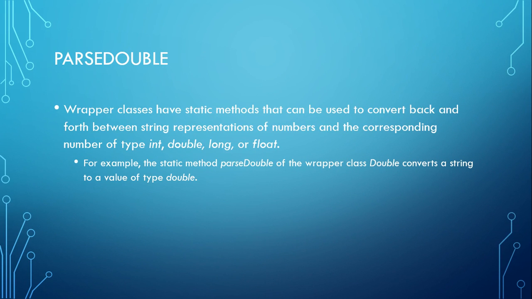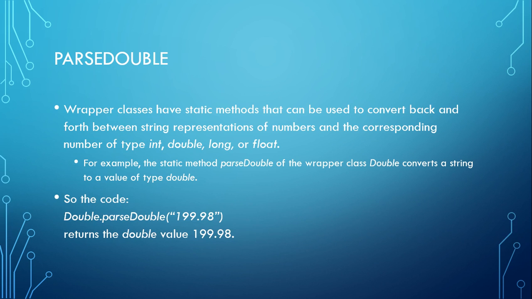Alright, parseDouble. Wrapper classes also have static methods that can be used to convert back and forth between string representations of numbers and the corresponding number of type int, double, long, or float. For example, the static method parseDouble of the wrapper class Double converts a string to a value of type double. So the code Double.parseDouble("199.98") returns the double value 199.98.